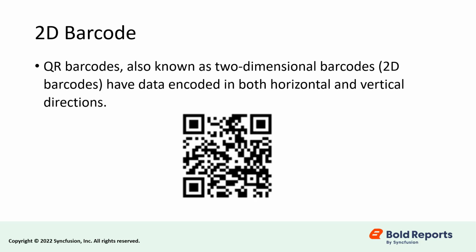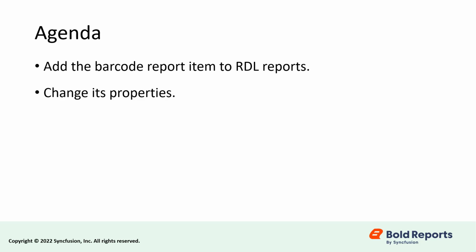QR codes, also known as two-dimensional barcodes, have data encoded in both horizontal and vertical directions. A large amount of information can be communicated with a 2D barcode. In this video, we will see how to add a barcode report item inside a table report item in RDL reports, and how to change the properties of the barcode.